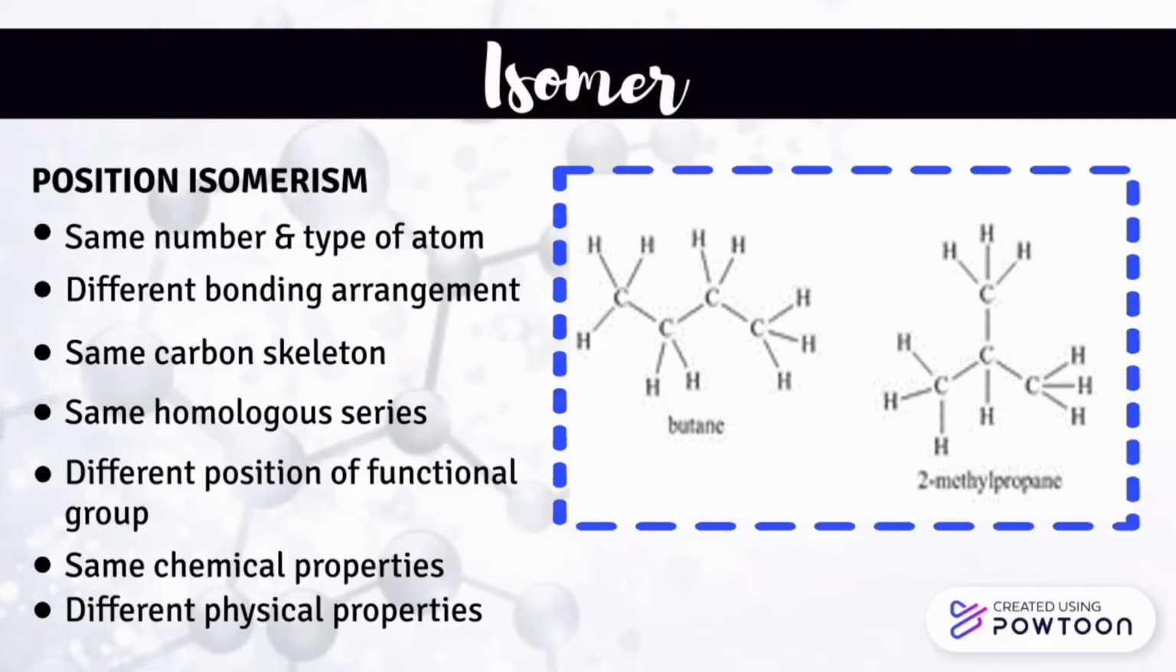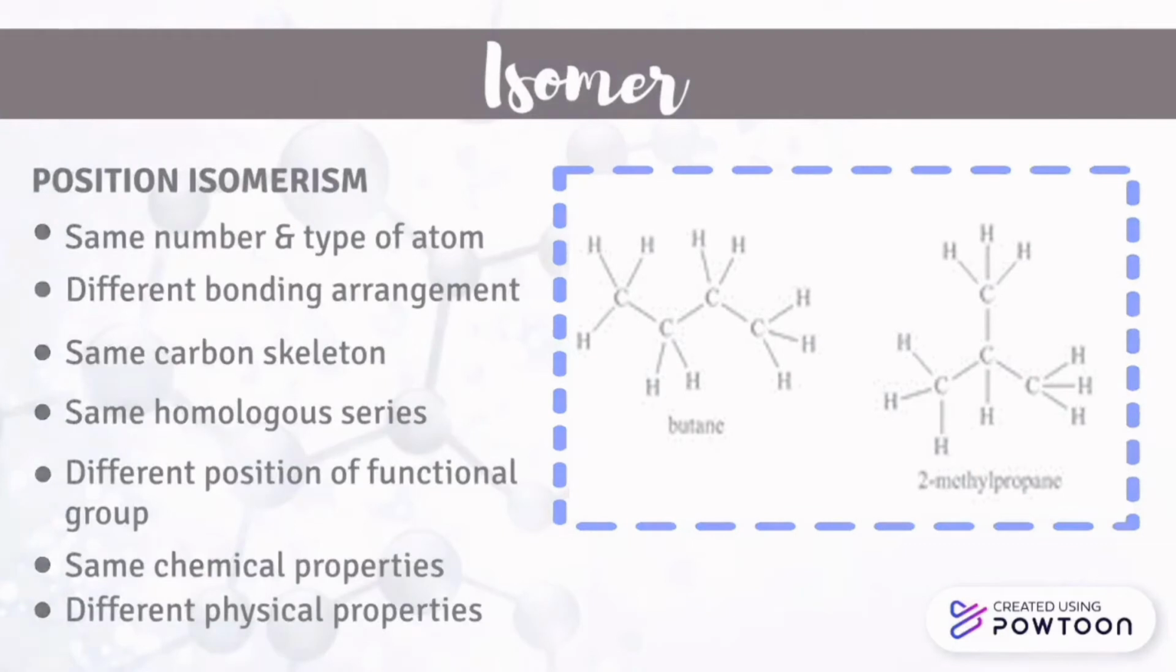The atoms are connected differently in the two structures because the carbon chain in butane is straight, whereas it is branched in 2-methylpropane.